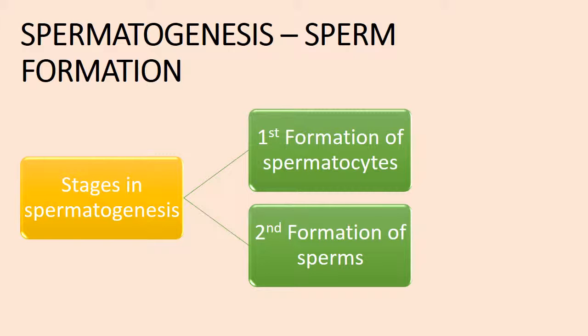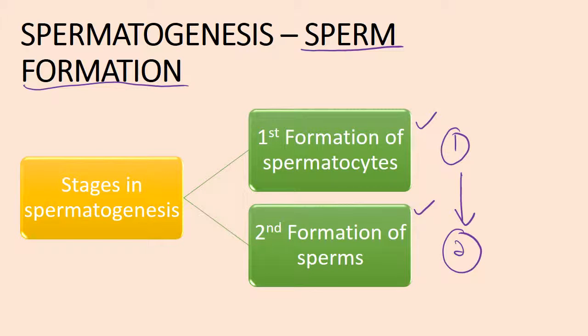First, we need to know that sperm formation is known as spermatogenesis. Spermatogenesis has two stages: the first one is the formation of the spermatocytes, and the second one is the formation of the sperms. But please remember that both of these processes occur in sequence, where the formation of the spermatocyte is the first stage and it is followed by the formation of the sperm.